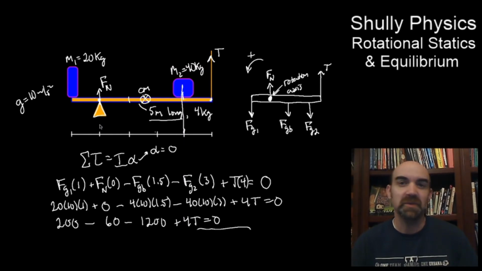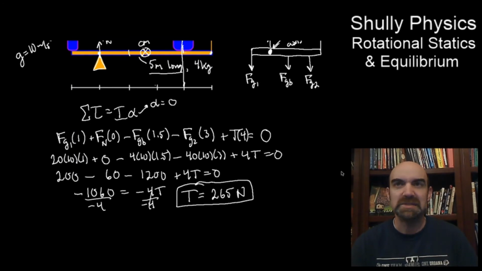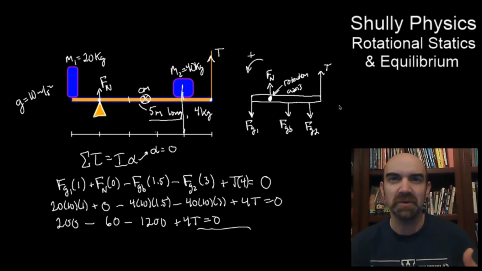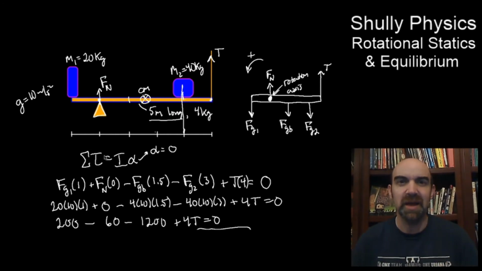But wait a second, we're not done yet. We also need to find the normal force. Okay, can't forget about that. That's part of our target. So, oh gosh, how do we do that? We've got a sum of the torques expression, and look what happened to the normal force. It got zeroed out. We actually can't use this torque equation to figure out the amount of normal force.